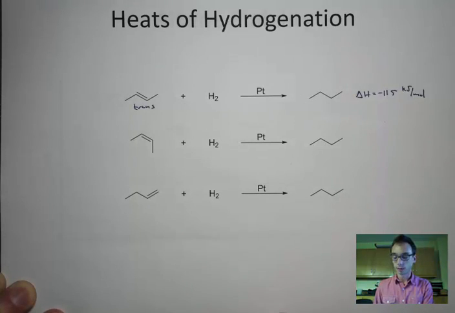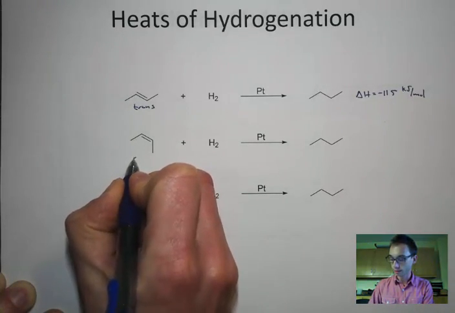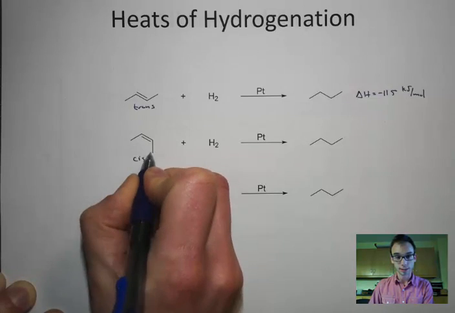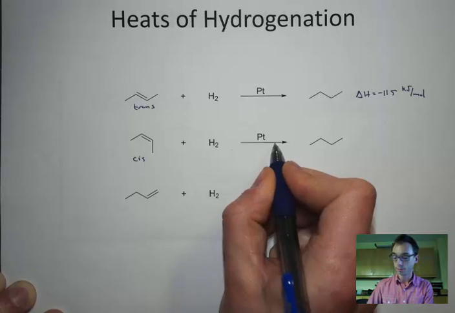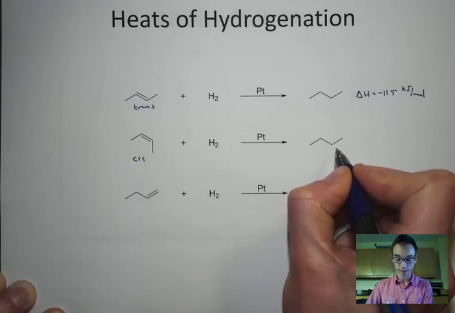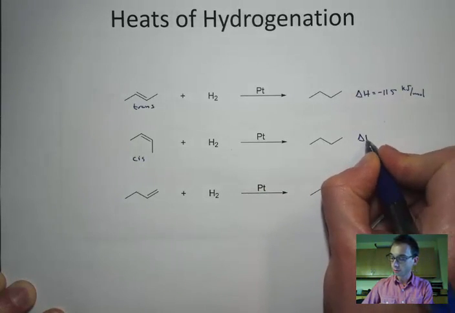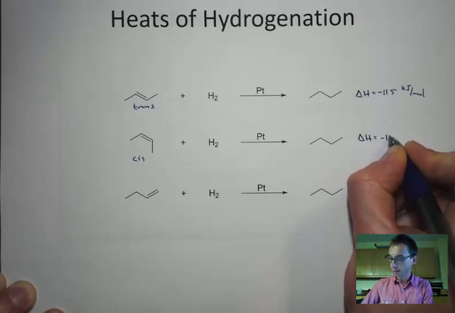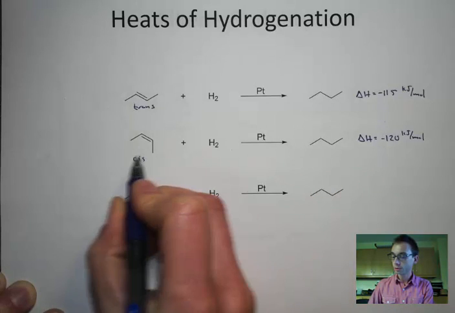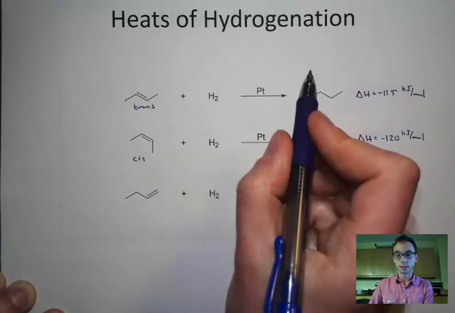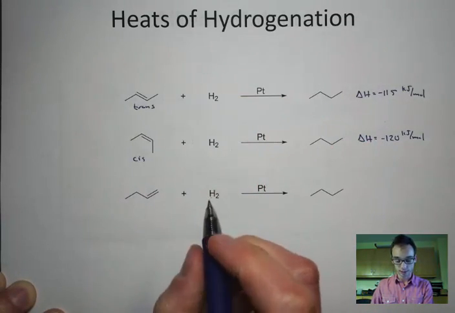Okay, so alternatively, I could take a cis alkene, so on the same side of the molecule, I can add the same reagents, hydrogen gas and platinum, and I get the same product in this case. And delta H for this reaction is negative 120 kilojoules per mole. So this reaction gives off more energy than the trans reaction.